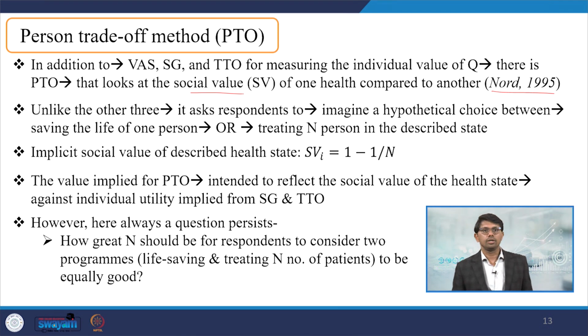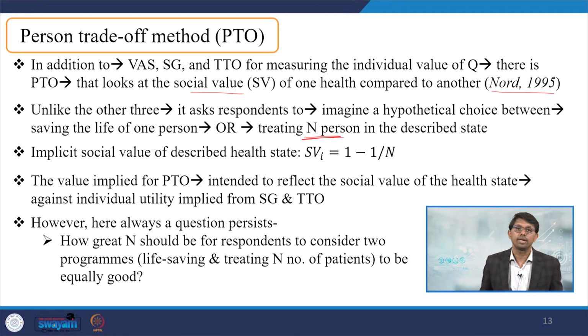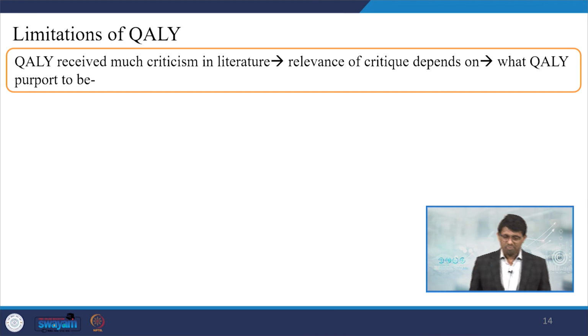However, here a question always persists: how great should this size N be, the N we just referred to for the social value? How great should N be for respondents to consider two programs, life saving or treating N number of patients, to be equally good? So, by referring to these discussions, we are mentioning the limitations of QALY, which we already started.